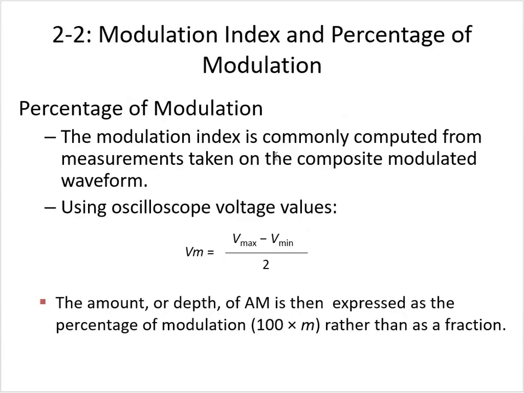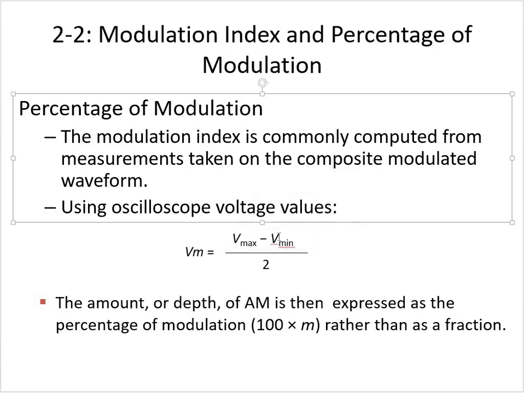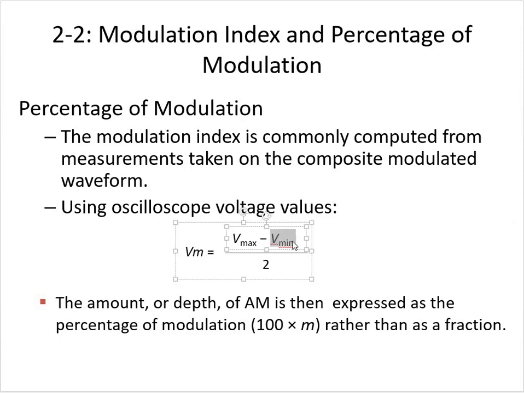Percentage of modulation. The modulation index is commonly computed from the measurement taken on the composite modulated waveform using oscilloscope voltage values. If we want to find the modulation index or the percentage of modulation, look here. On the oscilloscope we will have one value, Vmax, and then another value, Vmin. So (Vmax minus Vmin) divided by 2 will give us Vm, the peak of the modulating signal.